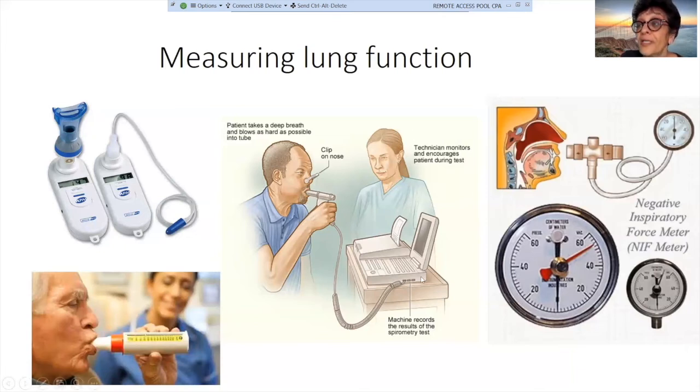We can also measure the diaphragmatic strength by doing what is called a negative inspiratory force using this meter. We can measure how effective the cough is by making patients cough into what is called a peak flow meter, seeing the flow that is generated and then comparing it to normals. And there are many different devices. This is one portable device that can also be used.